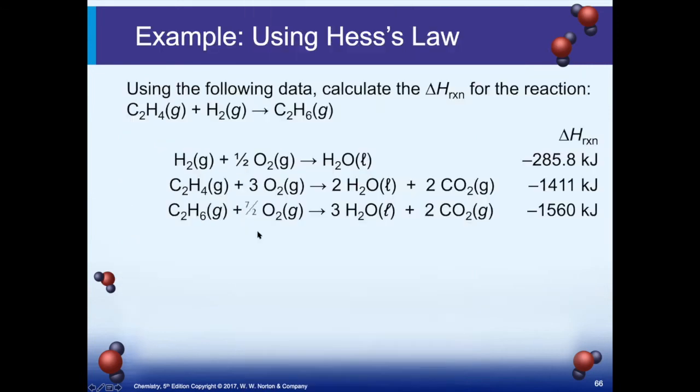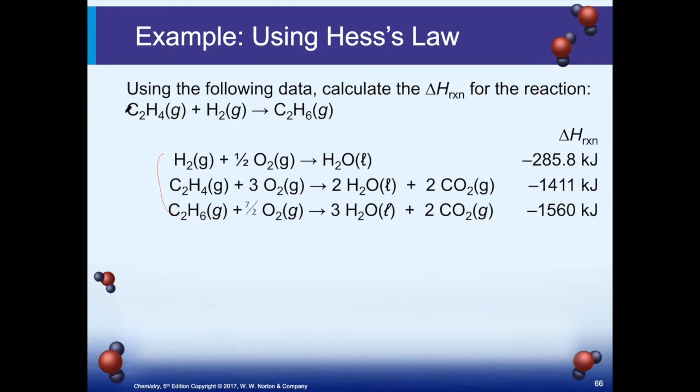All right. Okay, so let me do another example here. Using the following data, calculate the delta H of the reaction for this reaction right here. So this is our target. I need to manipulate these 3 reactions in some way so that they add up to make this reaction right here. And this is the strategy that I usually employ. Some of this is just hints and tips.